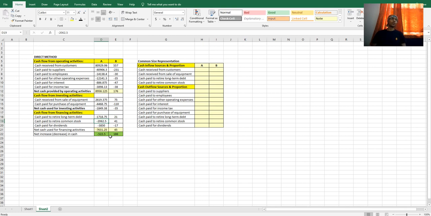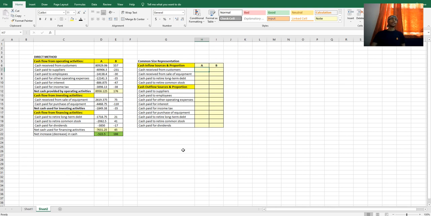Similarly, cash paid to retire common stock. Here there is a reduction for A, 2062.5. But for B, there is inflow, 41 million. So we have to deal with it in this way. We have to mention it in both, and in case where there is no outflow, we mention just 0, because this will be 0 proportion. And in the list of outflows, we bifurcate the contribution of each of these line items in terms of percentages.